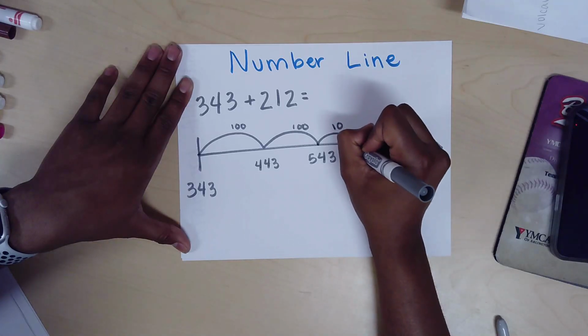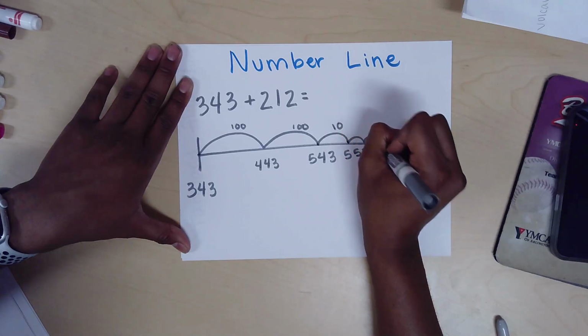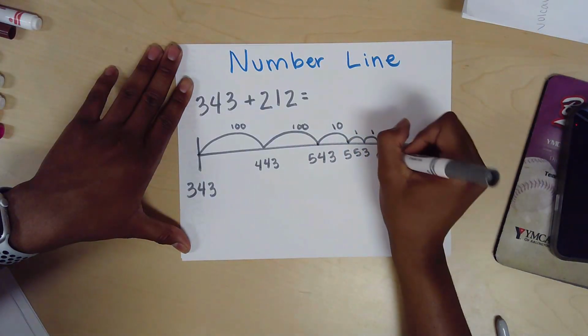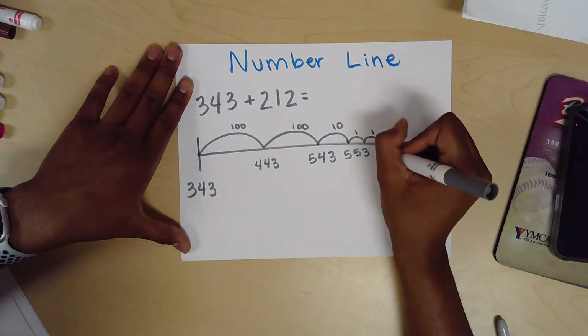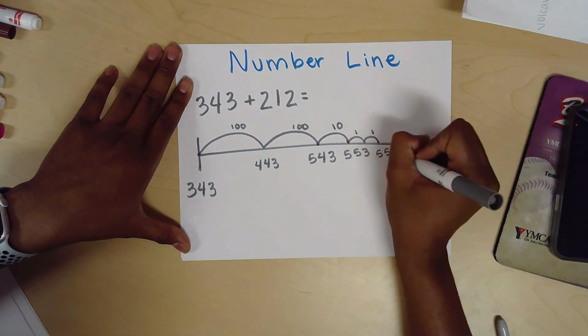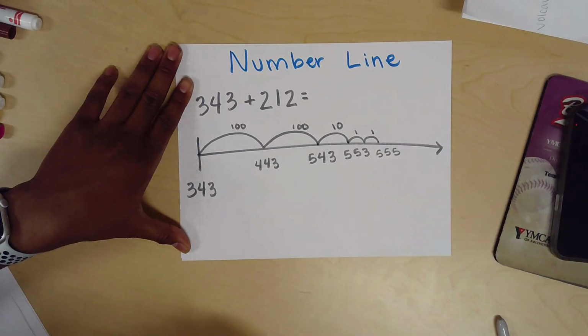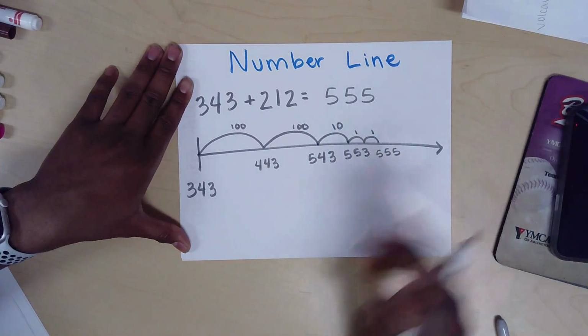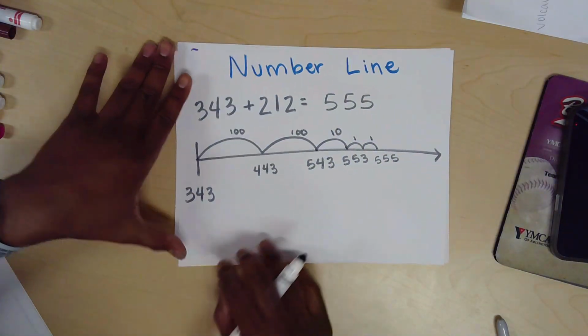And then we're going to add 2. Again, it can be 2 little jumps, it can be 1 jump, but both of those are 1. And we're going to end up at 555. Okay. All right, now let's do the second one.